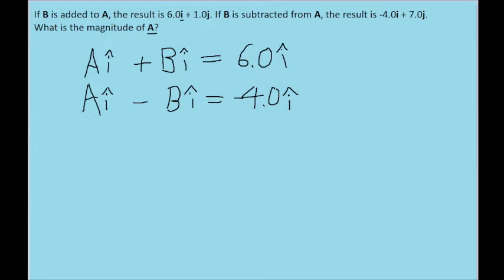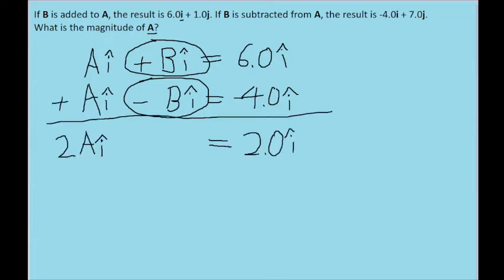We want to find what A should be in the original vector. So we can solve this by treating it as a system of equations and just adding the two equations together. And we can do this because this B component is positive and this one's negative. So if we were to just add the two equations together, then the B component should just cancel out.